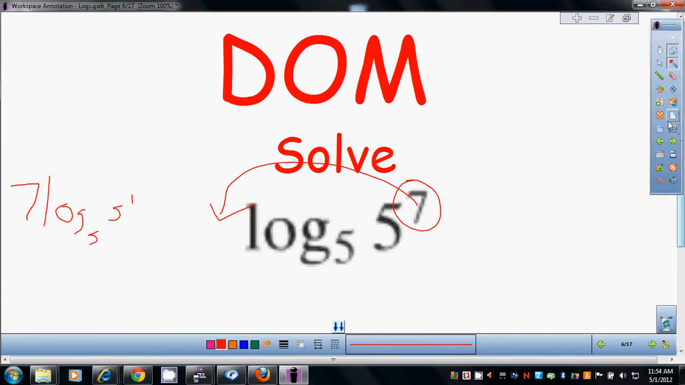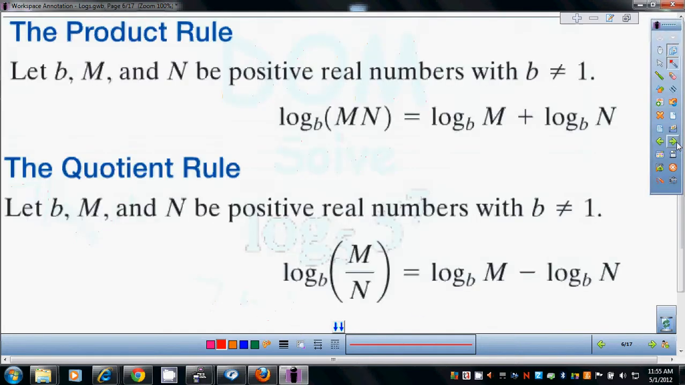Good question. So if I gave you this question today and I just said rewrite it, you don't have to solve anything. You would just rewrite it like this: 7 log base 5 of 5, so that you no longer had an exponent. Yep, you got it. Let's quickly just go over the 3 rules.